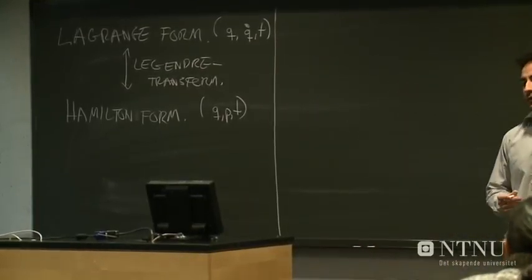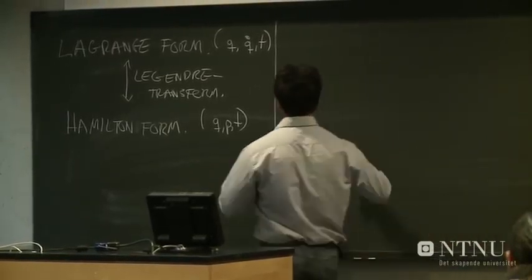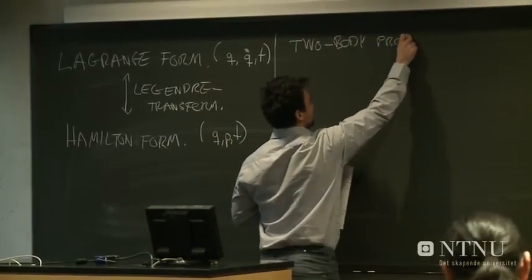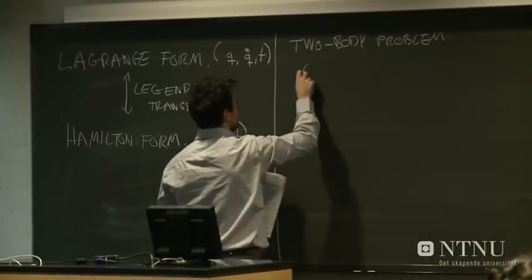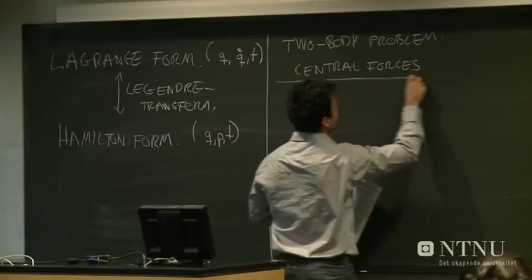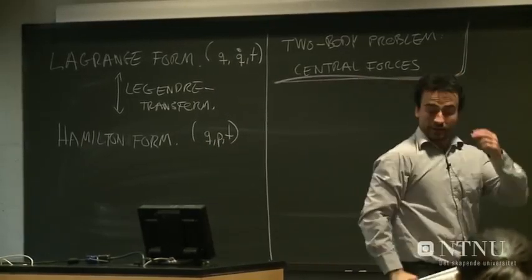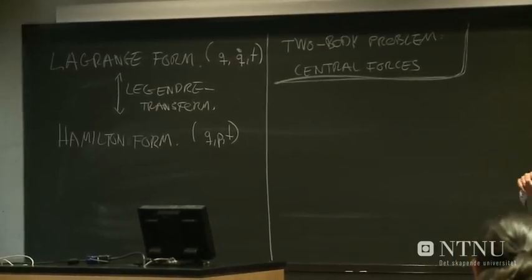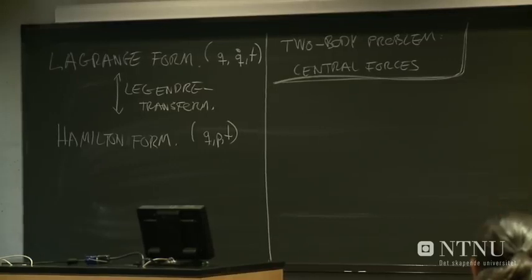So that was then. Today, we're going to start on a new topic. The two-body problem, and in particular, an emphasis will be placed on central forces. And from a historical point of view, this problem was mainly used to characterize planetary motion. So you can think of, for instance, the Sun and the Earth as a two-body problem, a planet orbiting a star.